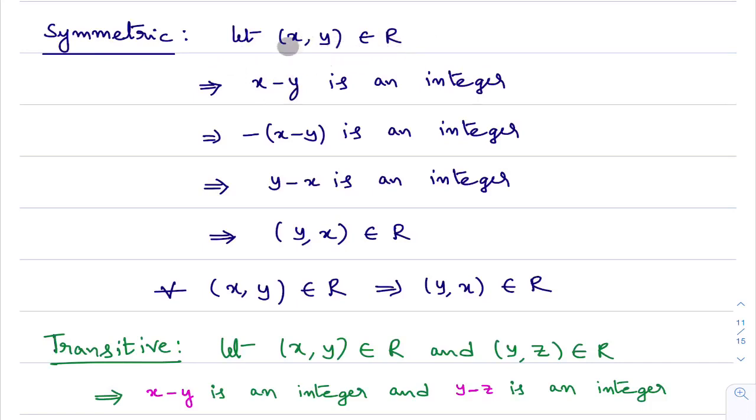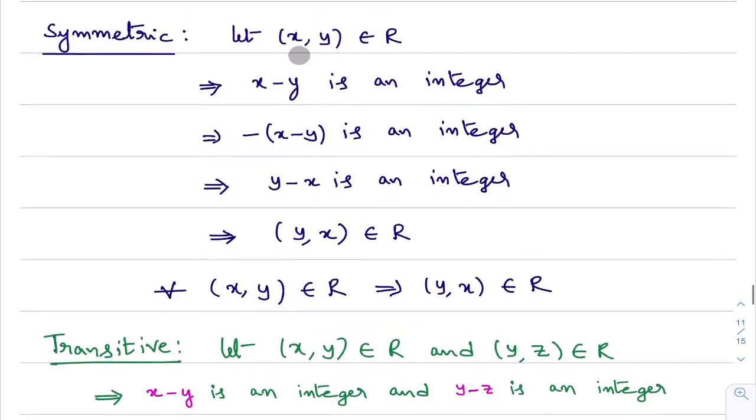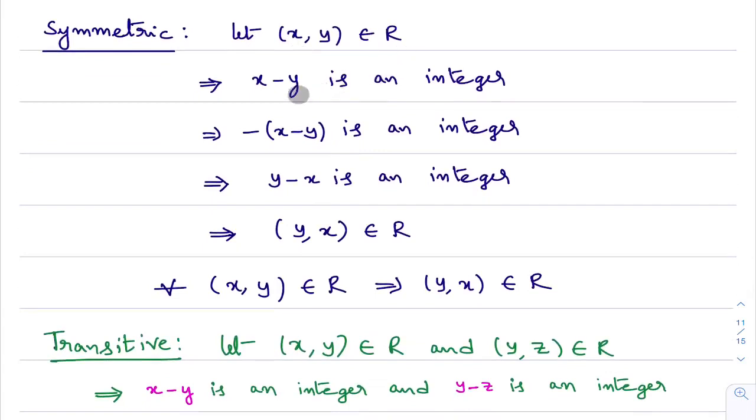When the ordered pair x comma y belongs to the relation, it means that x minus y is an integer. That is the set defined. See here how the relation is defined. When an ordered pair x comma y belongs to R, it means that x minus y is an integer. You take an x comma y in the relation. Now you need to check whether y comma x is there in this relation or not. As x comma y belongs to the relation, x minus y is an integer.